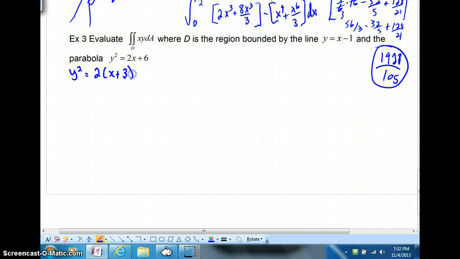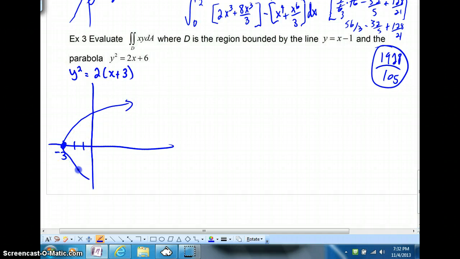pre-calculus days, where you could factor out a 2 and very quickly see that there is an x plus 3 in there. You might guess that the vertex would be at negative 3, 0, and indeed it is. You could see very quickly, confirming by just substituting in the point negative 3, 0, that it holds true. This is also a parabola that's opening up to the right side, so it looks something like that.